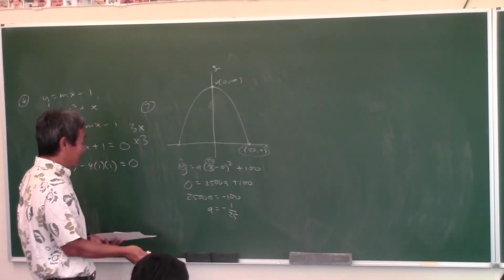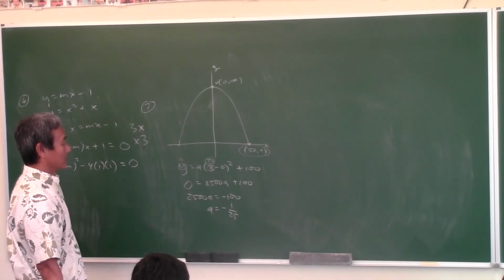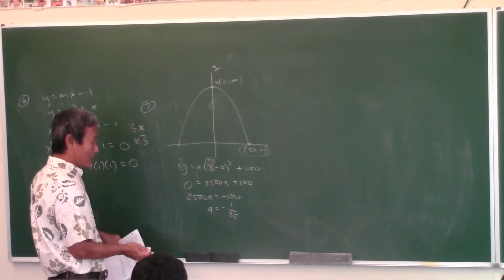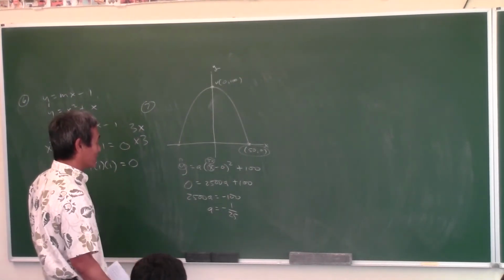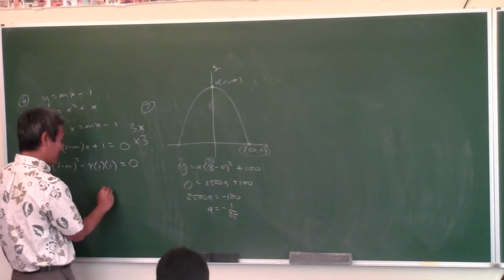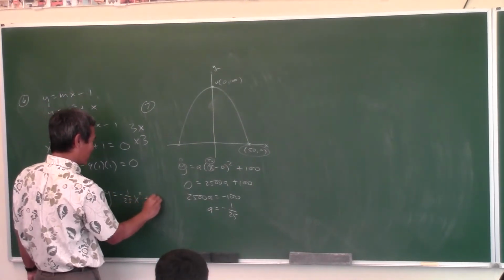Now, does that make sense? It should be negative because it's opening down. See, when you get that answer, you gotta ask yourself, does it make sense? Because some of you get answers that don't even make sense. So therefore, the equation of this parabola is y equals negative 1 over 25, (x minus 0) squared plus 100.